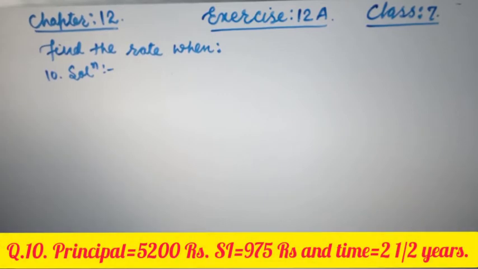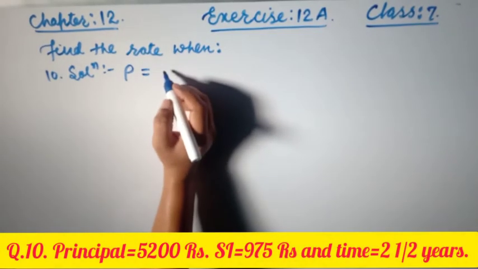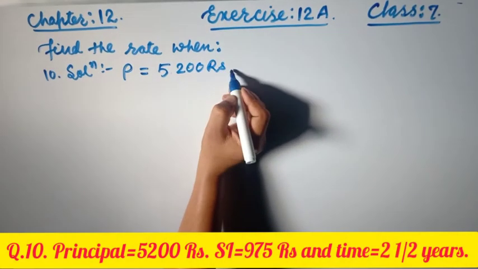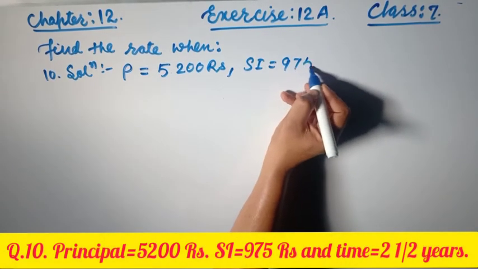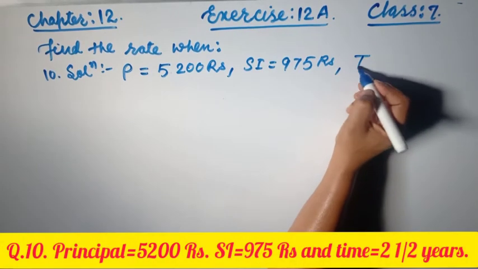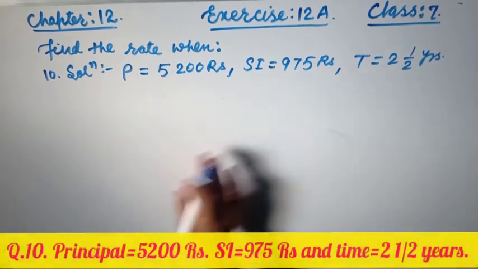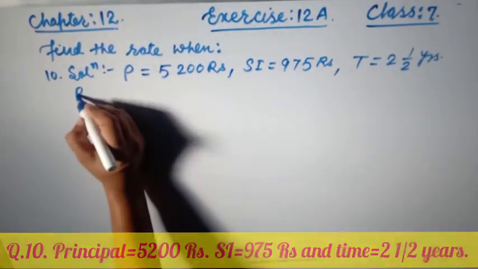So let's get started. Question number 11 says the principal P is given, 5,200 rupees. SI, simple interest, is given, 975 rupees. And time T is given, 2.5 years. Friends, here the question says find the rate. That means we have to find R.